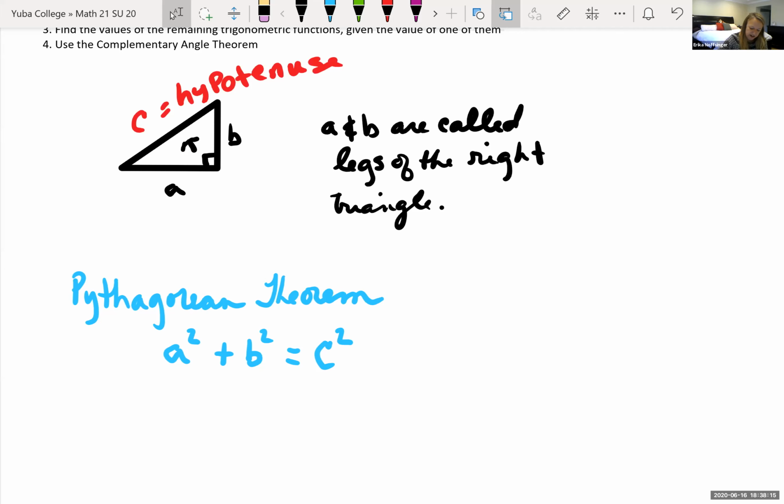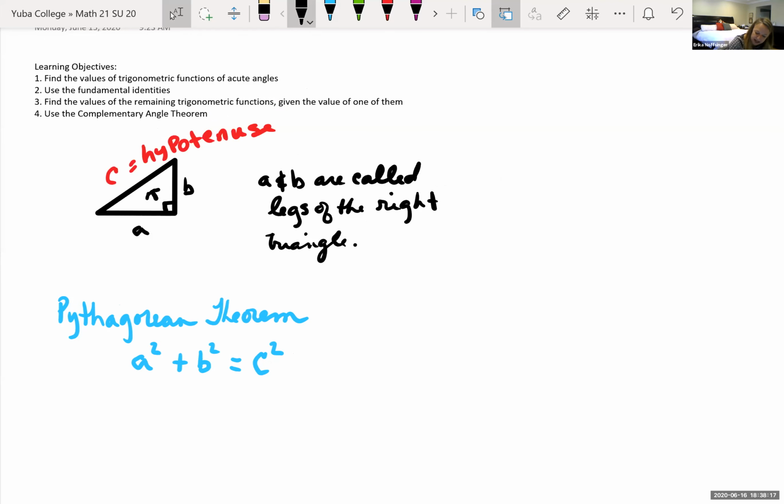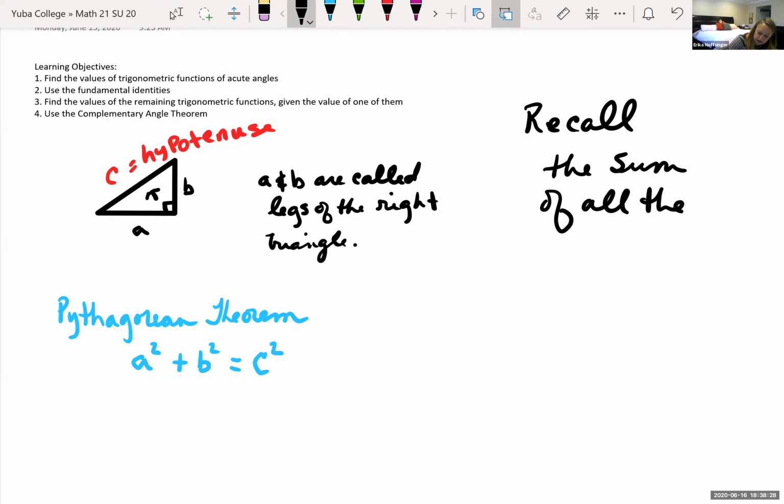Another thing that you guys need to remember is that the sum of all the angles in a triangle is 180 degrees.